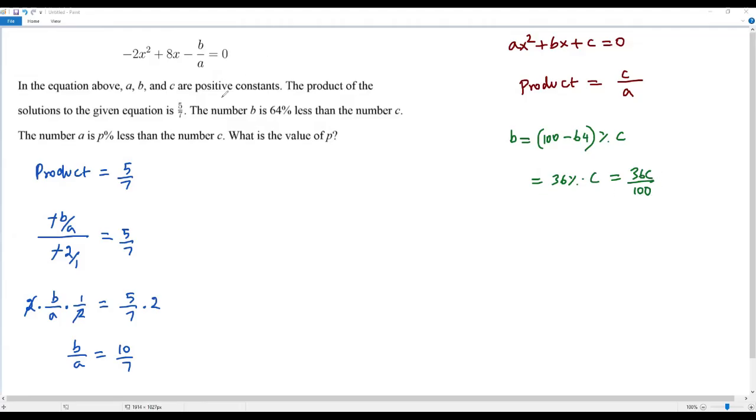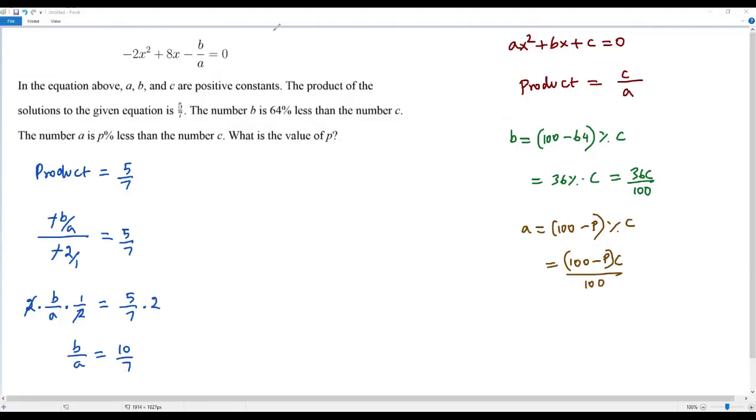Now let me consider this particular piece of information. The number a is p% less than the number c. So we can do the same thing. That is, a equals (100 minus p) percent times c. Here we can write this percentage as a fraction. Then we get (100 minus p) over 100 times c. Here I have the expression for b, that is b equals 36c over 100. And for a, we have (100 minus p) times c divided by 100.